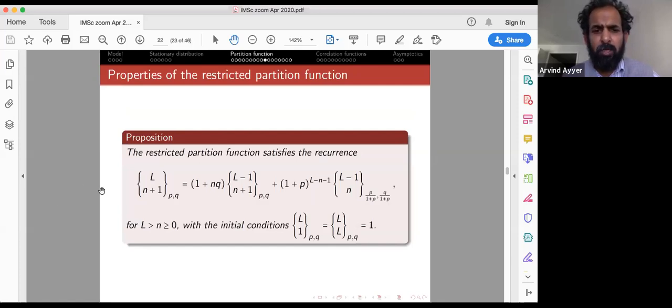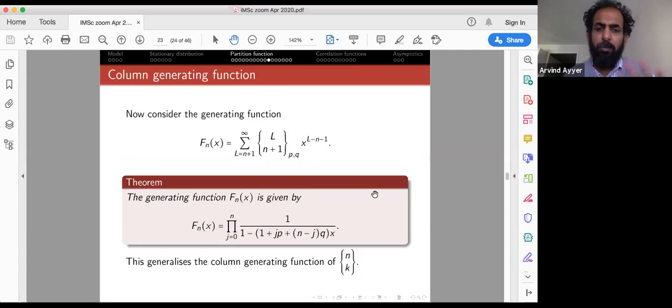Then one can show that they satisfy some recurrence. It's a bit complicated. For the second term, you have to change the values of P and Q also. I'm not dwelling on it too much. I'm just trying to say that some properties are known. Now let's look at the column generating function of these.